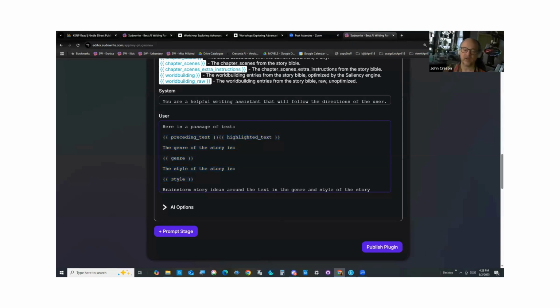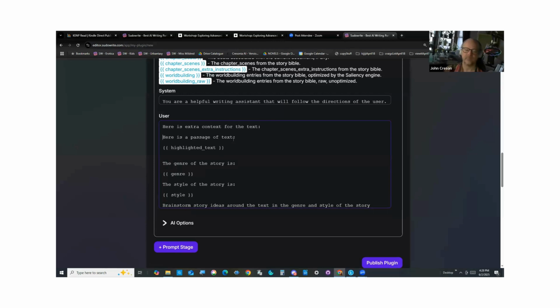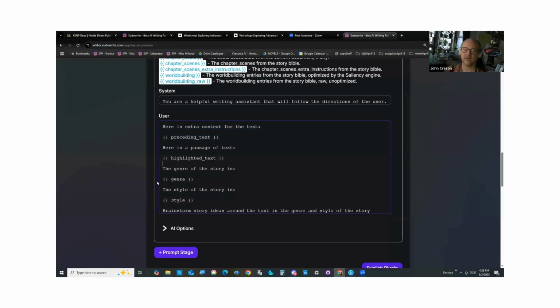Now, you may want to break apart this. So here's the passage of text. But maybe I would do it like, here is extra context for the text. So that's preceding text. Here's the passage. Or you may not want preceding text at all, just get rid of it. Here's the passage of text, highlighted text. The genre of the story is genre. And it's getting that genre from your genre box in the story Bible. The style of the story is style. Brainstorm story ideas from the text and genre and style of the story.